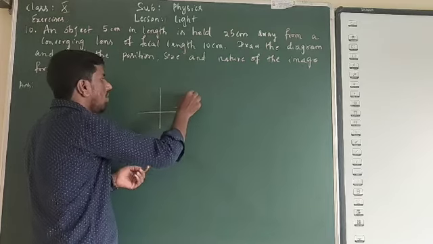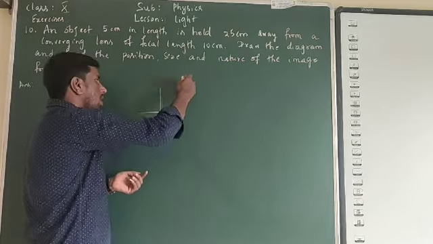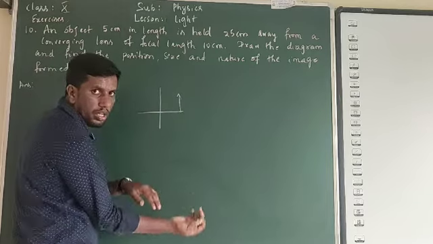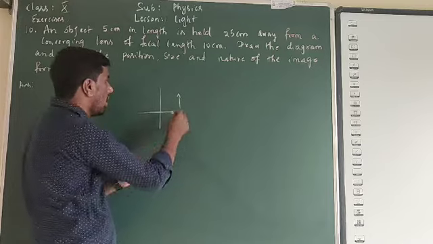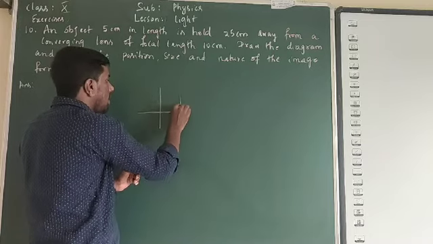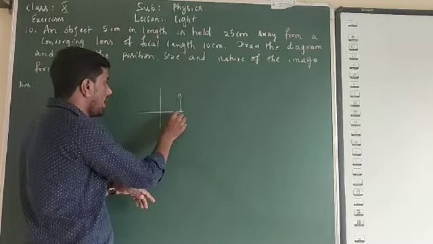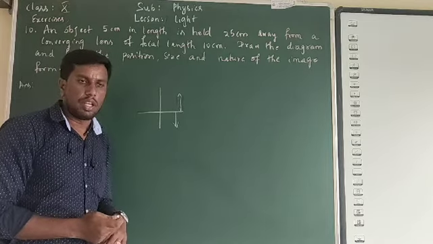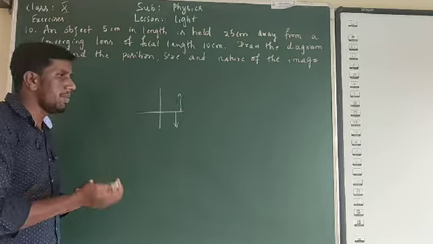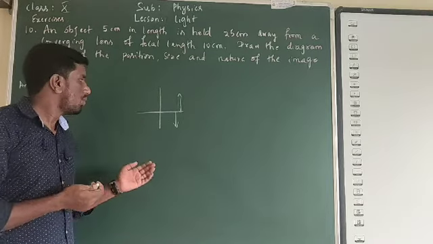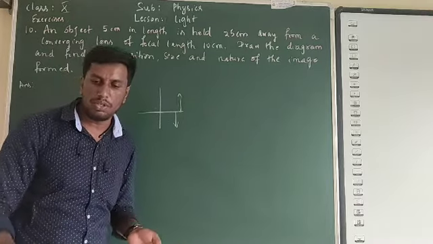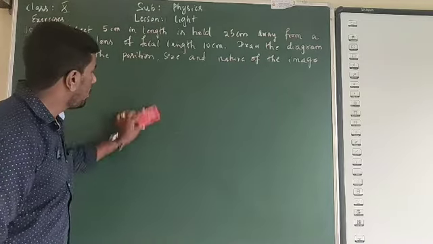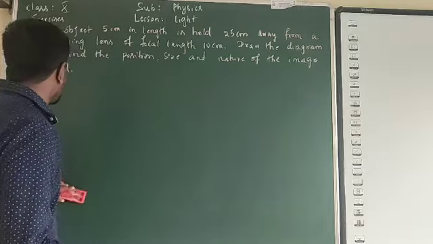If the image is erect, then the height is positive because it is on the positive y-axis. If it is inverted, then it is negative because it is on the negative y-axis, right? So the sign depends on the image and on the object, and it will change from problem to problem. So we need to understand the numerical problem clearly and then answer it.